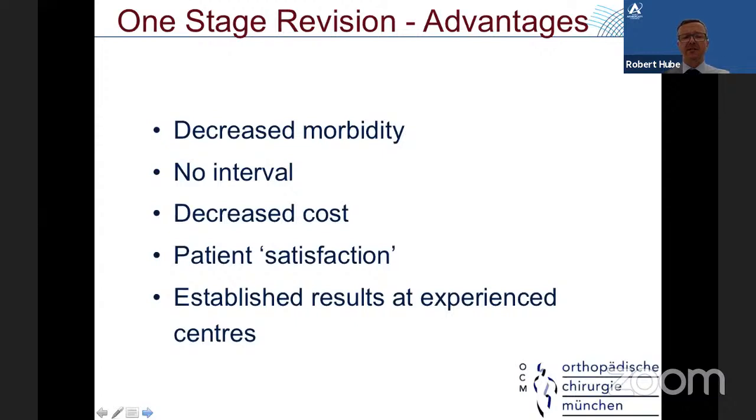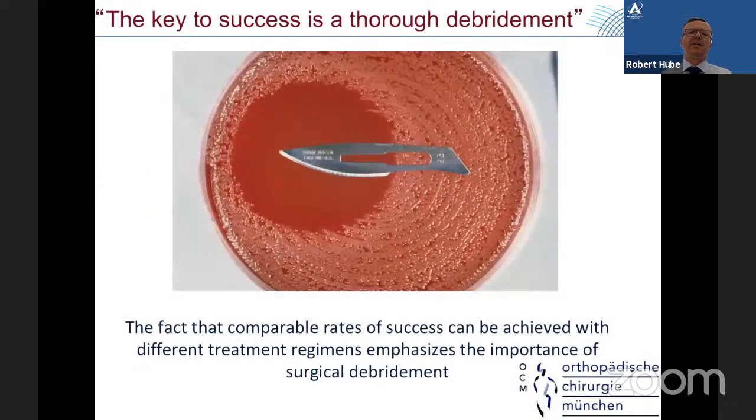So at experienced centers, no difference. All meta-analysis doesn't show significant difference between 1 stage and 2 stage. But the key to success is a thorough debridement. That is the key. If you do 1 stage or 2 stage, it doesn't matter. And the fact that comparable rates of success can be achieved with different treatment regimens emphasizes the importance of surgical debridement. Yeah, but radical, once again, it's not an osteosarcoma.